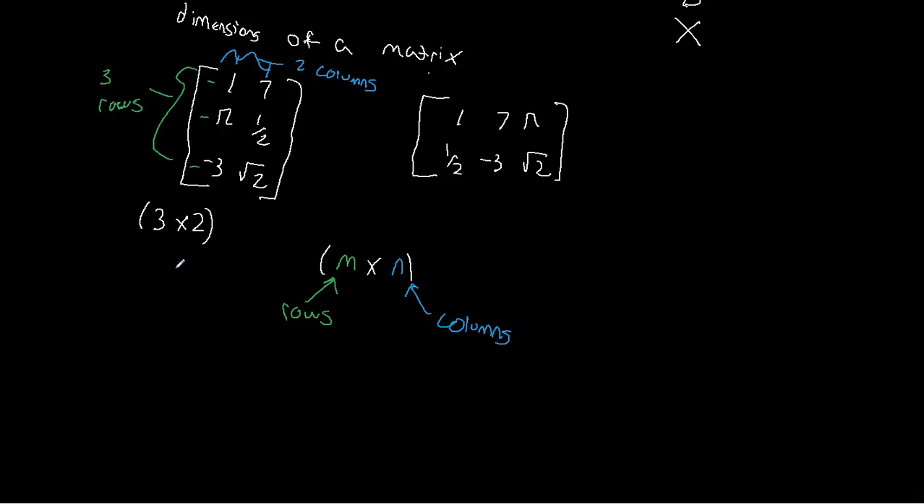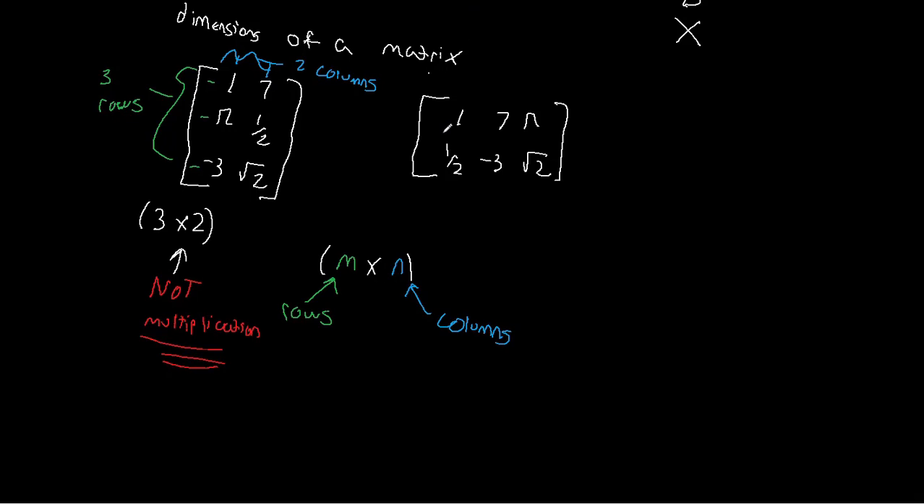This does not mean multiplication. Let me make this absolutely clear. Not multiplication. Right, this is not multiplication. This is read as 3 by 2. So it's 3 rows by 2 columns. Okay?